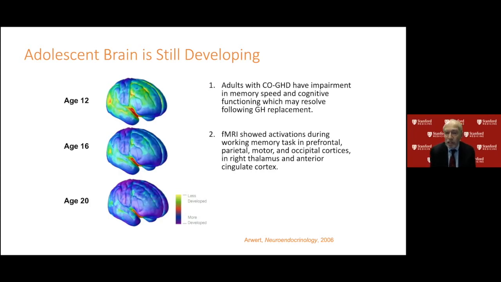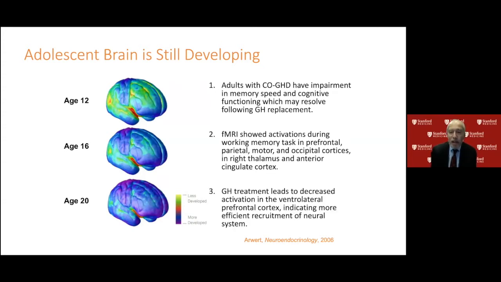Functional MRI studies showed activations during working memory tasks in a variety of parts of the brain, including the cortices, the right thalamus, and the anterior cingulate cortex. Growth hormone therapy led to normalization of some of these changes, indicating a more efficient recruitment of neural systems. So we know that people who are growth hormone deficient can still benefit, even neurologically, at a later age, even after they've stopped growing.